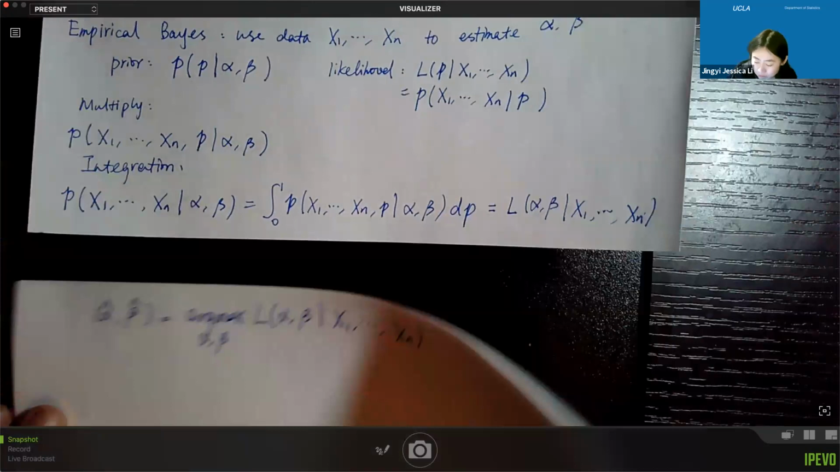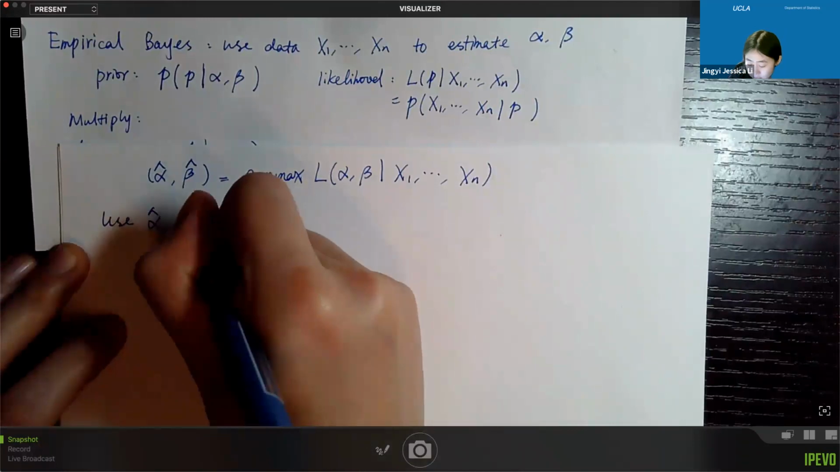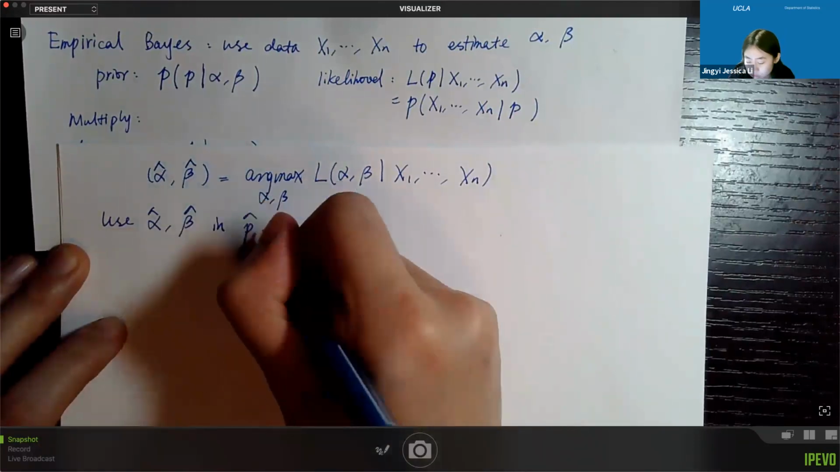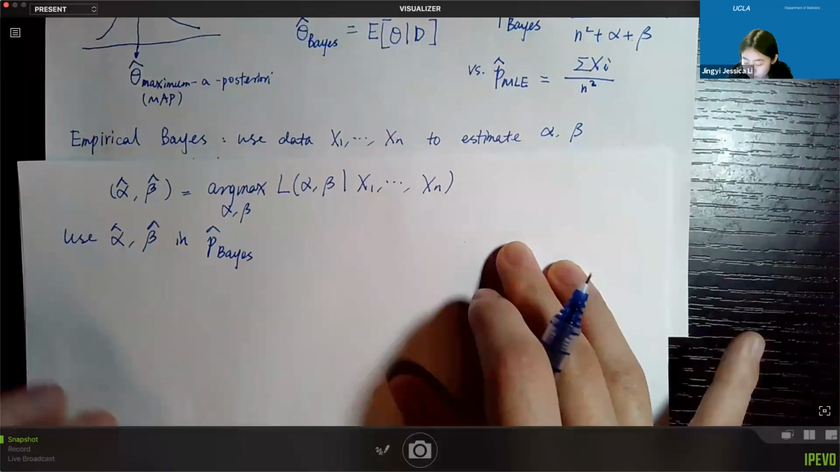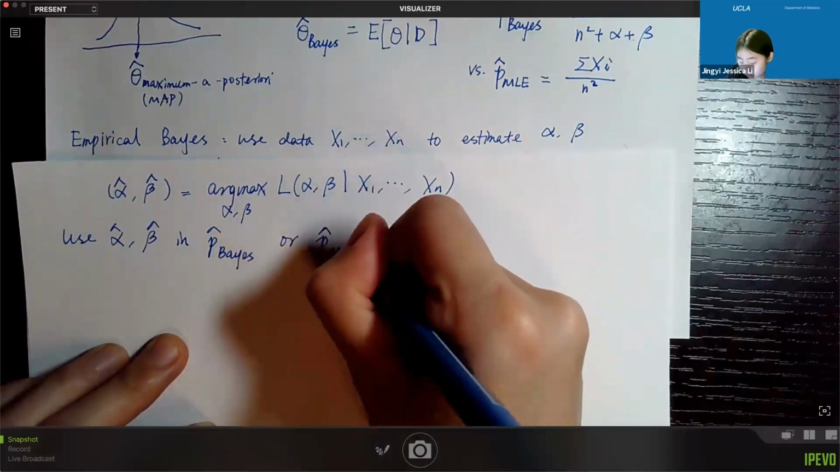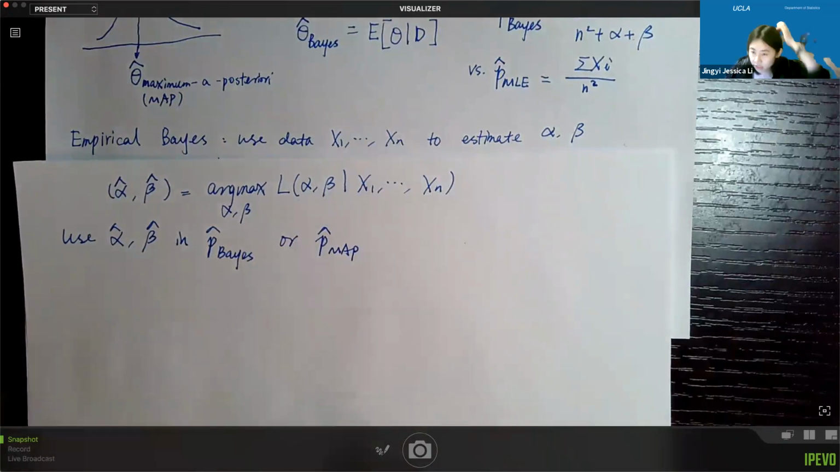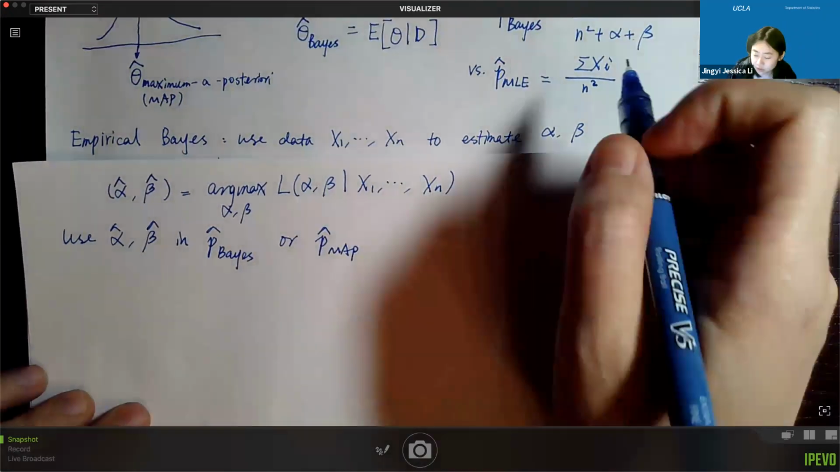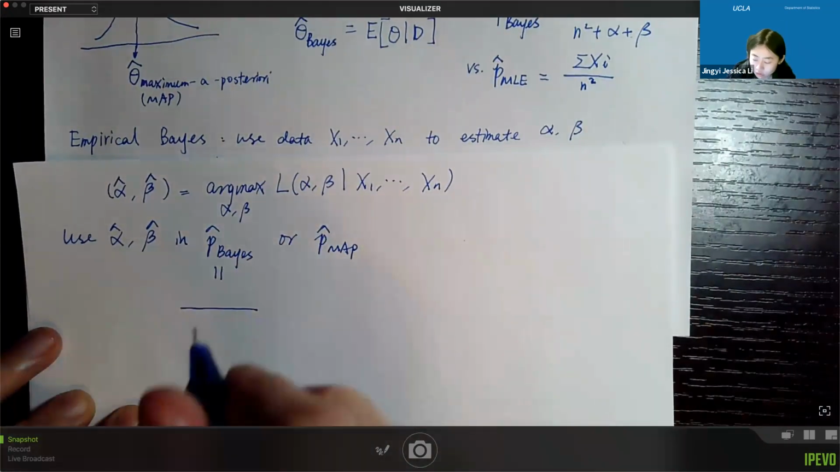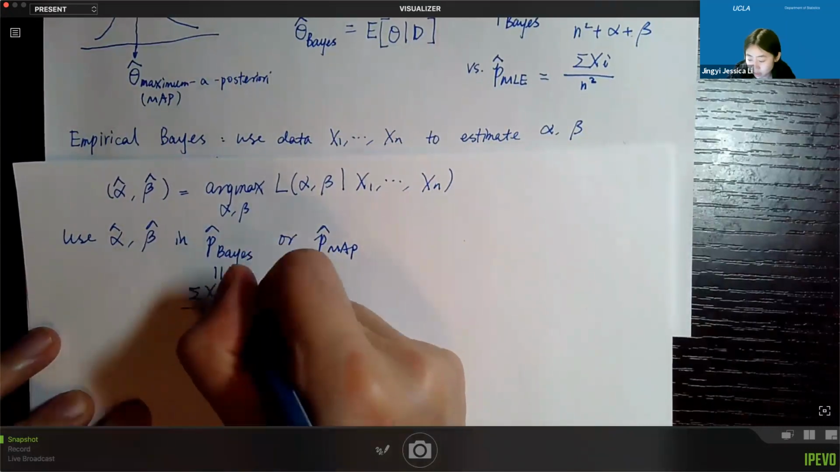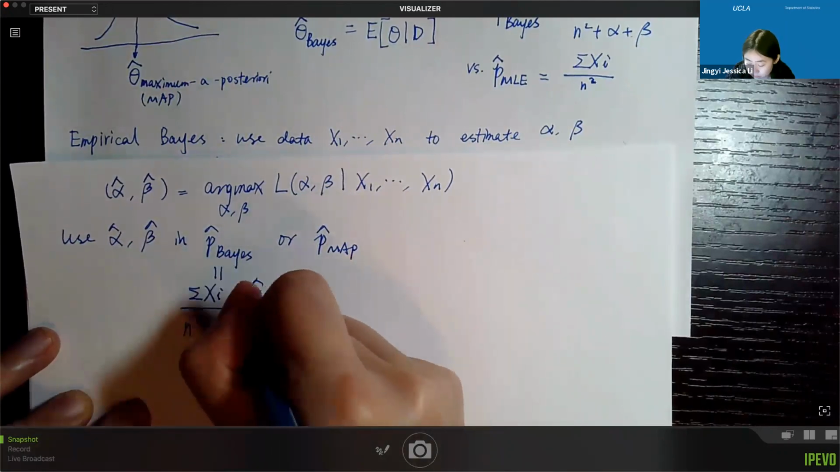Okay, so coming back to this, we then use alpha hat and beta hat in either the Bayes estimator or the MAP estimator. Either one is okay, up to your choice. But that's the whole idea of the empirical Bayes. So if we want to use the Bayes estimator, then this estimator becomes something achievable solely based on your data. So it's the summation of xi plus alpha hat divided by n plus alpha hat plus beta hat.